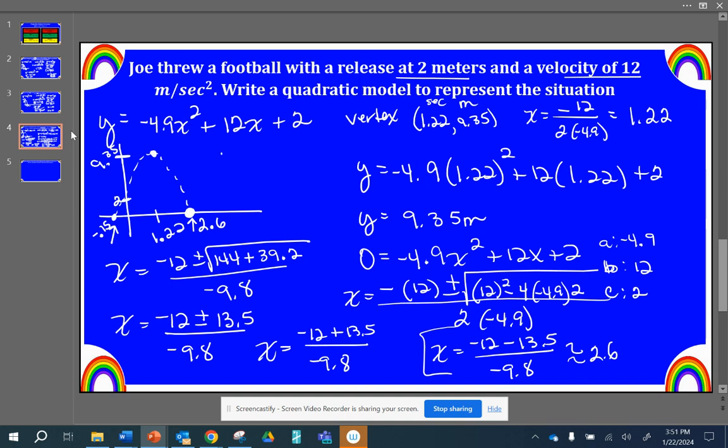So the positive x-intercept is 2.6, 0. That means at 2.6 seconds, the football, I'm sorry, landed on the ground. So it took the football 2.6 seconds to hit the ground. So this 1.22 is how many seconds it took to reach the maximum height of 9.35 meters.